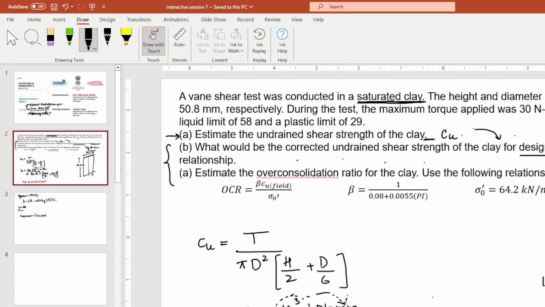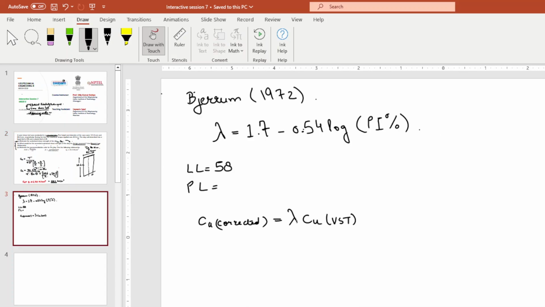Yeah. So see, this is too high. This will be too risky for use in design. If the maximum Cu we get is 50 or something like that, and now you're using it in design, you have to be more conservative. So for design purposes we multiply it by a factor to reduce it. You calculate this factor, it will be less than 1. Calculate this.